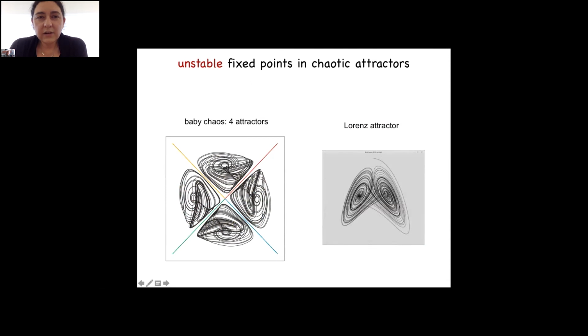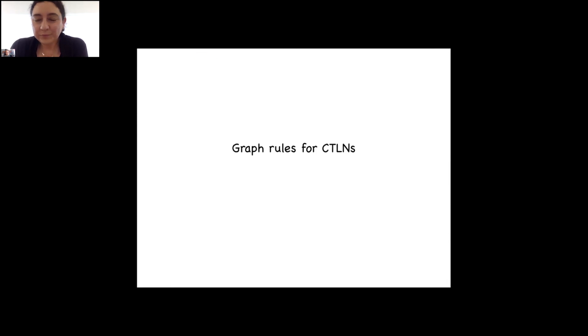There's also unstable fixed points kind of at the heart of the chaotic attractors. So you can see here in baby chaos, if I were to plot sort of the minimal unstable fixed points here, I would see a fixed point at the center of each one of these little hurricane-like pictures for the trajectories. So we care about the stable and the unstable fixed points, and the way that we are going to relate that now to the graphs is through these graph rules.